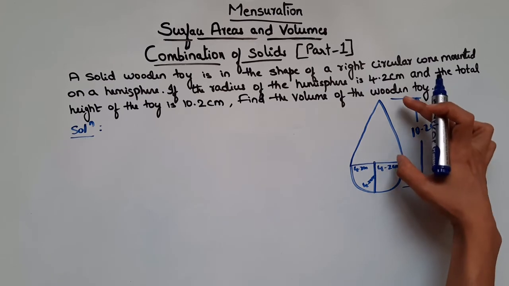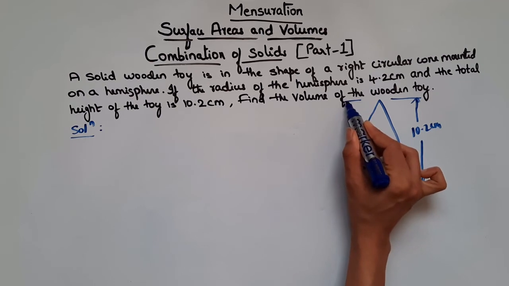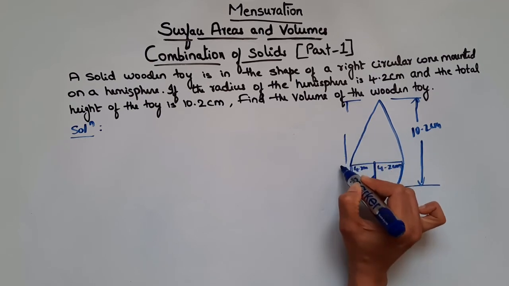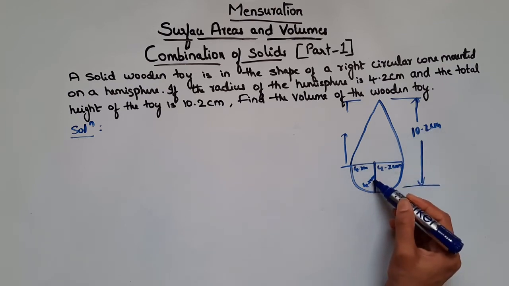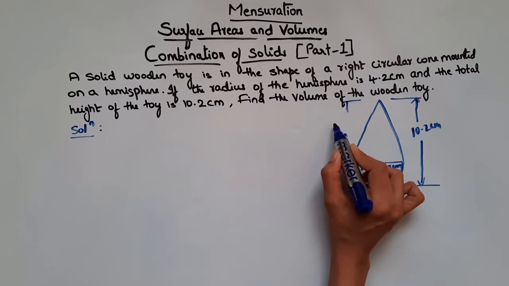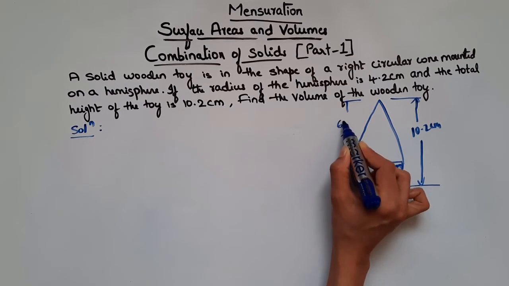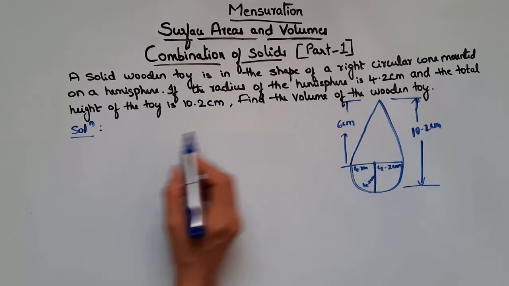Which means, what is the height of this cone? So the height of the cone is nothing but, from here we can find it. That is 10.2 centimeter minus 4.2 centimeter. That will give you the height of the cone, right? So that will be 6 centimeter. Find the volume of the wooden toy. Here we have to find the volume of the wooden toy.